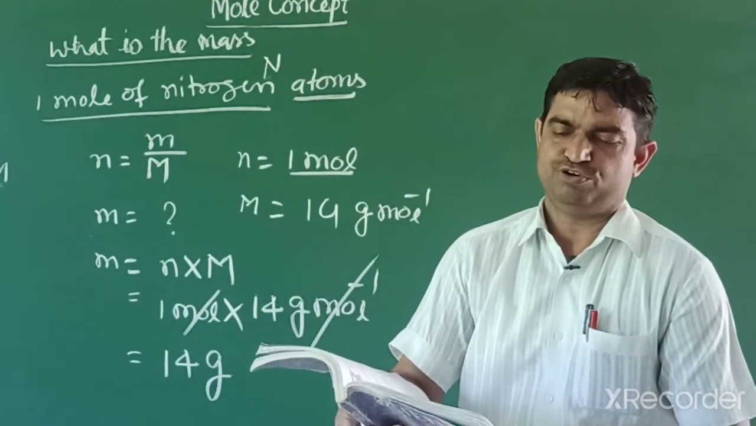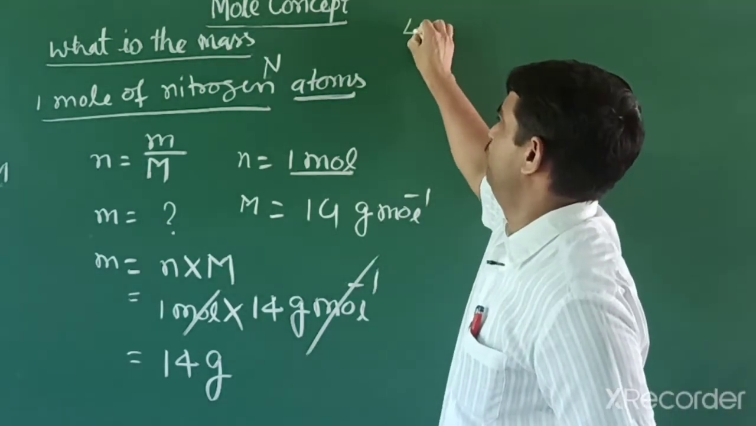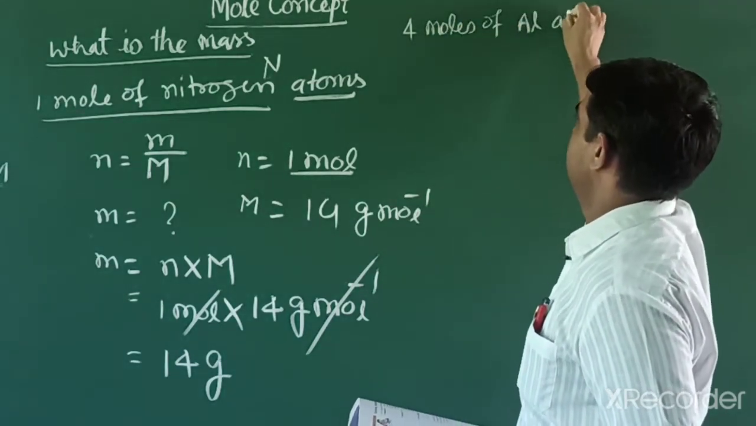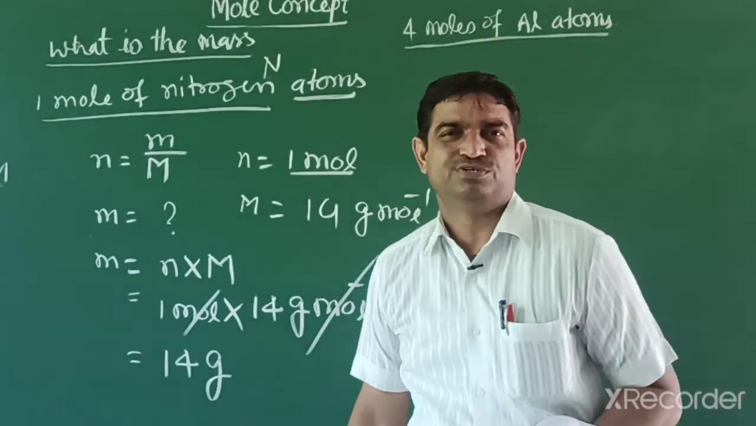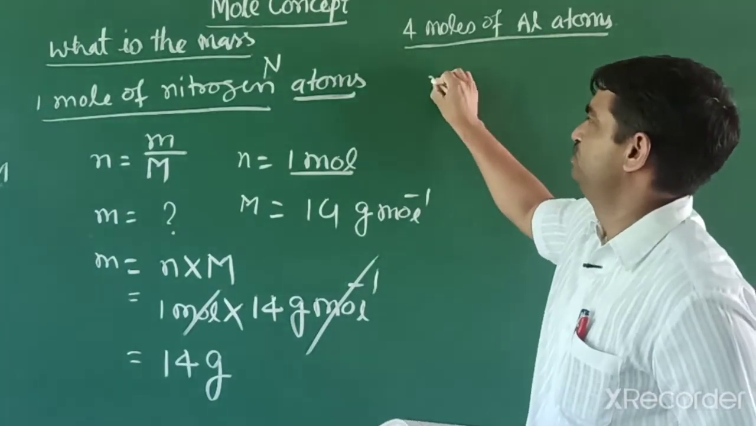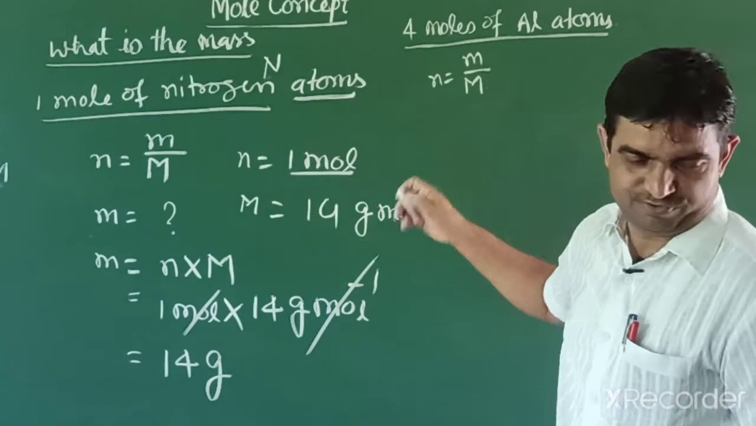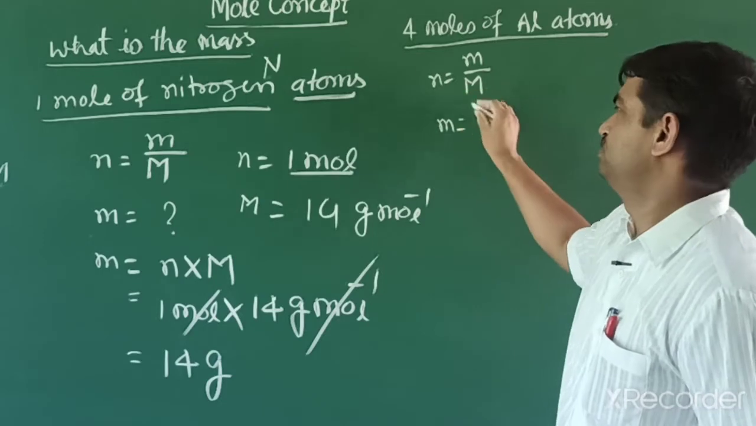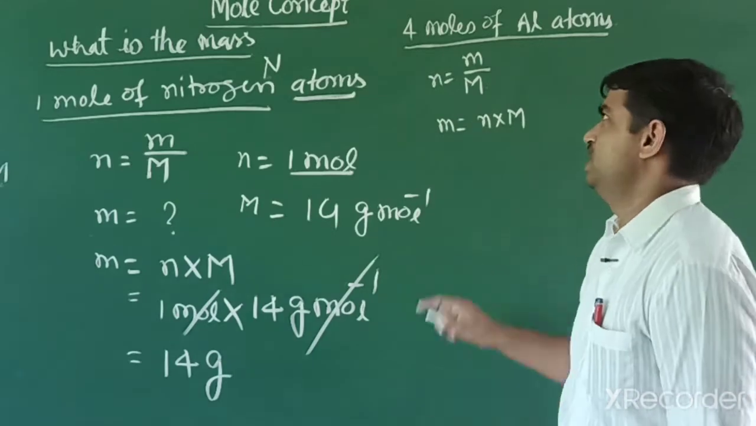Other numerical, given 4 moles of aluminium atoms. Next question is given 4 moles of aluminium atoms. Find the mass of 4 mole. So students, at first, again it's the same formula, n is equal to small m by capital M, and we want to find mass. Then we cross multiply, m is equal to n into capital M. n is given.